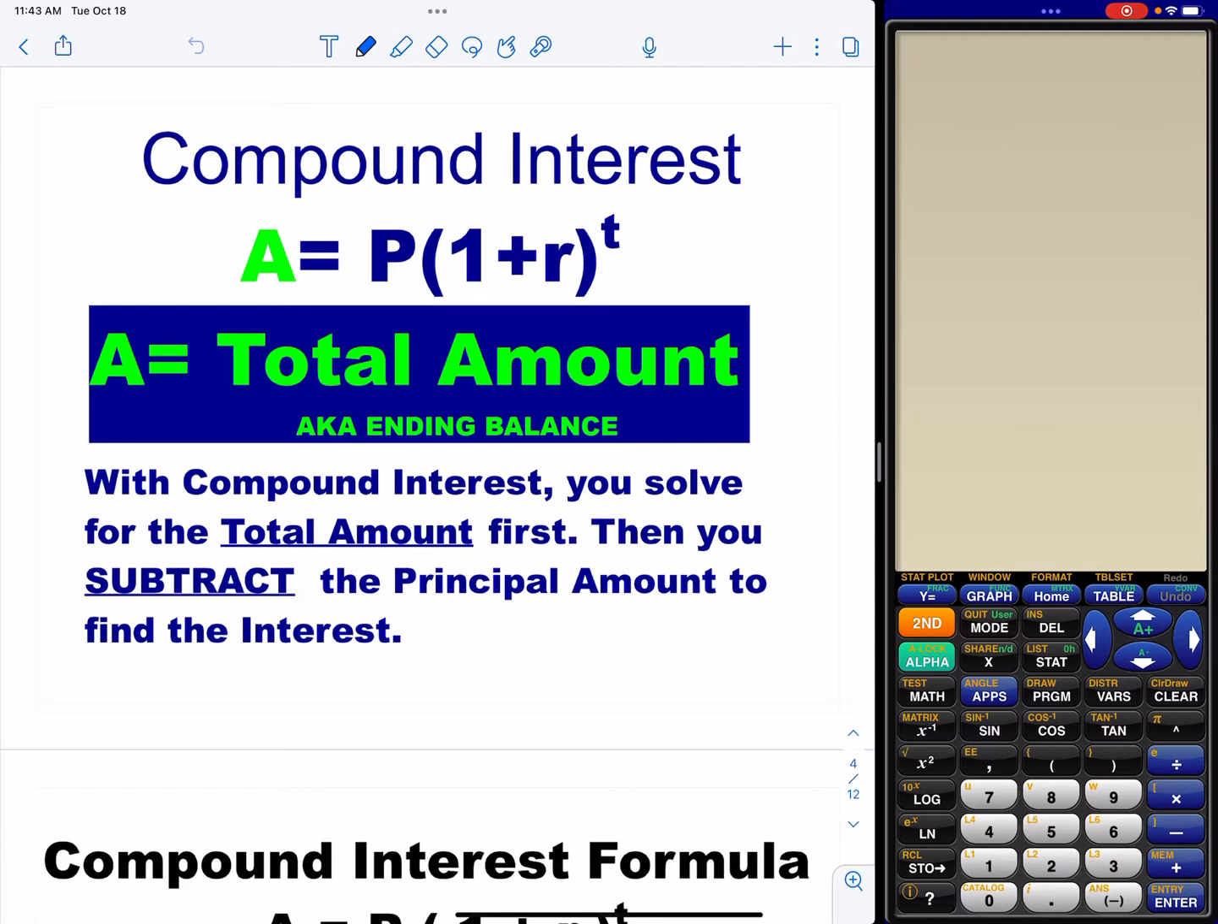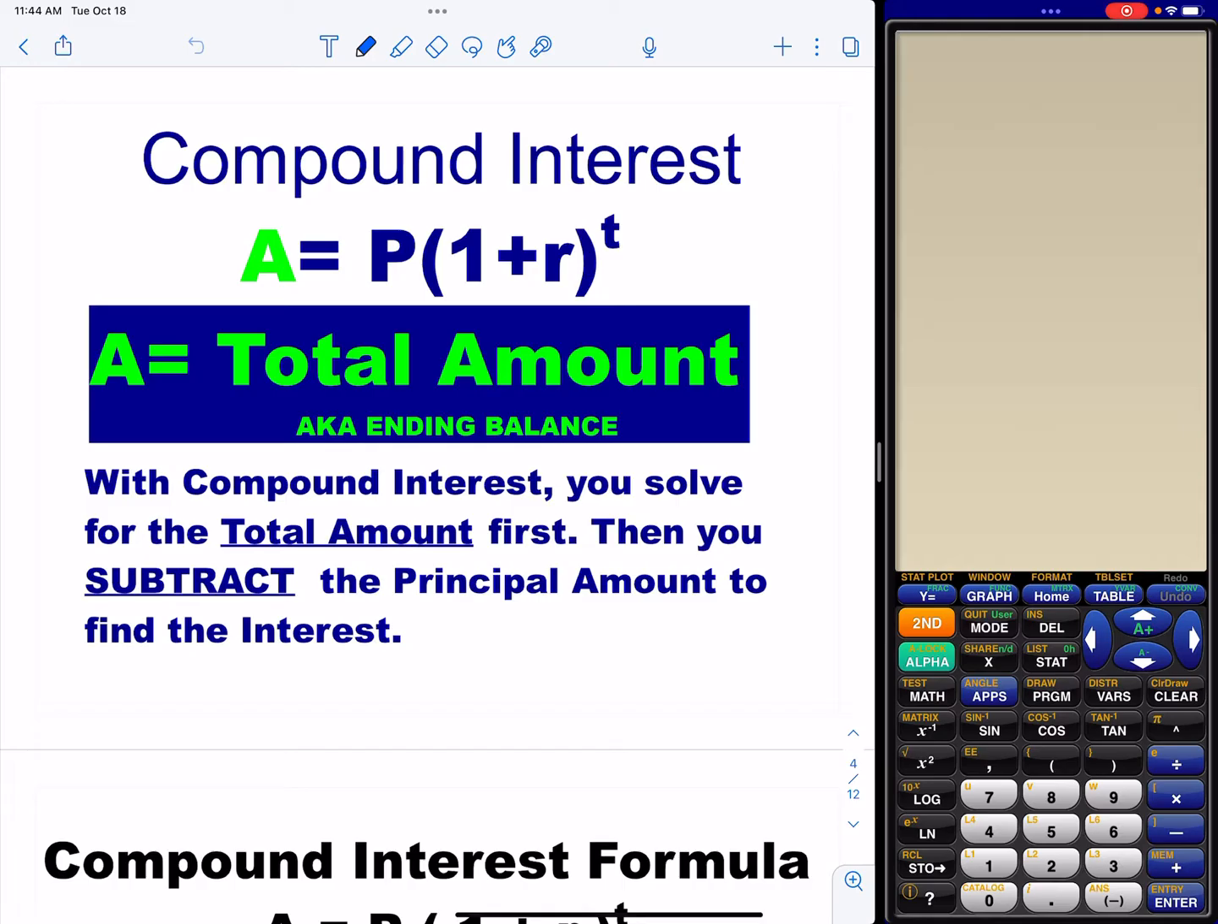So when you hit the enter key in this particular formula, you're going to get an amount greater than what you started with because it's going to incorporate your principal and your interest together. So in order for us to find the principal amount or the starting value, you're going to have to subtract out the amount that you started with to find out the amount of interest, okay? So it says with compound interest, you solve for the total amount first. Then you subtract the principal amount out to find the interest, okay?